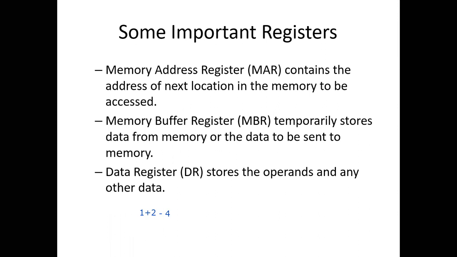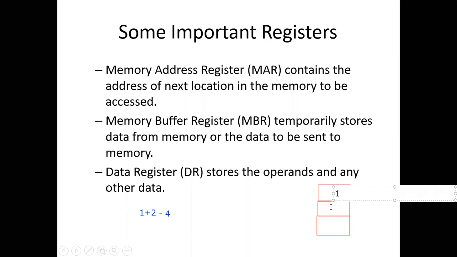The memory address register. The memory address register contains the address of the next location in memory to be accessed. When the computer is working, these values that are being worked on will be stored in memory. Now, the way computer memory is, it is made up of cells. When we talk about cells, we're talking about boxes like this, and in each of these cells, there will be some data.